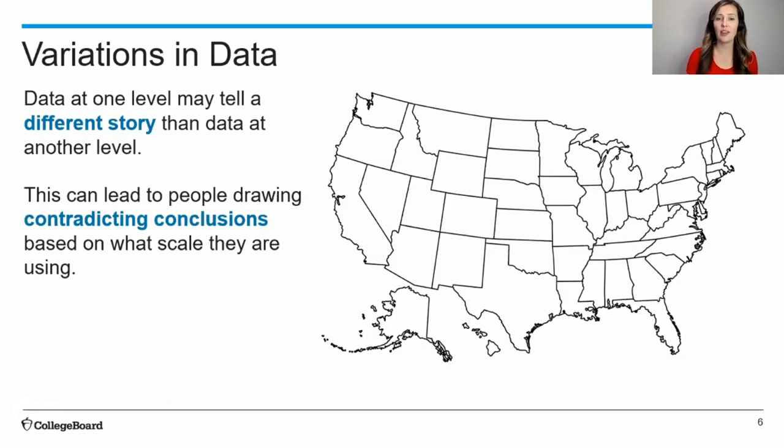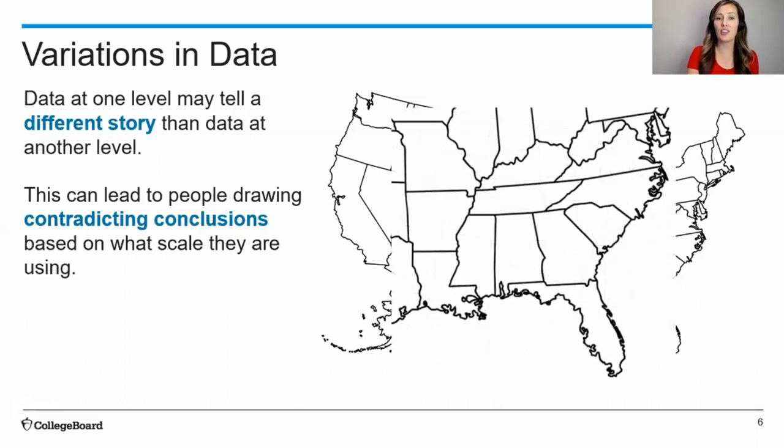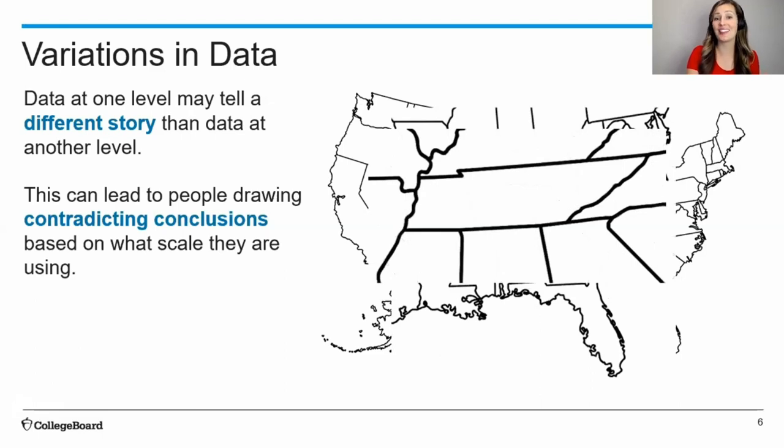Now, depending on which data someone looked at, it could cause them to draw very different conclusions about what's happening with the spread of that disease, for example. That would be an example of variations in data based on the scale that you look at that data from.